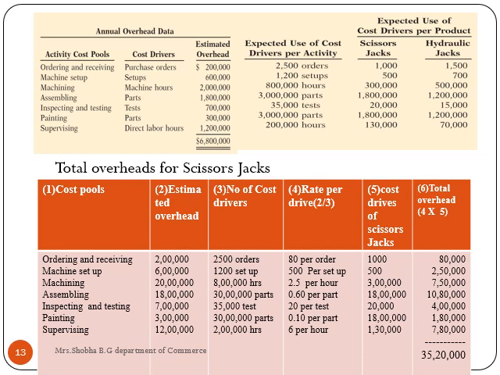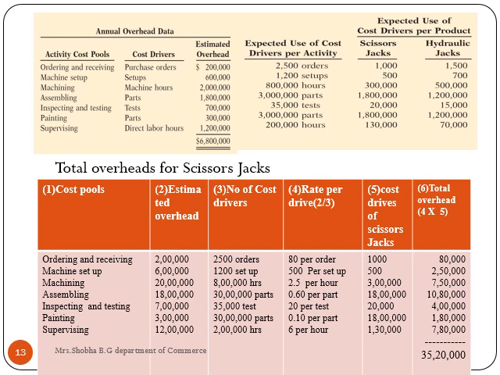So we'll start with the second table. In the second table you can find that there are 6 columns. First column is about the cost pools. Second column is estimated overhead. Third is number of cost drivers. Fourth one is rate per driver. Then the fifth column is cost drivers of scissors jacks. Then the last column is the total overhead.